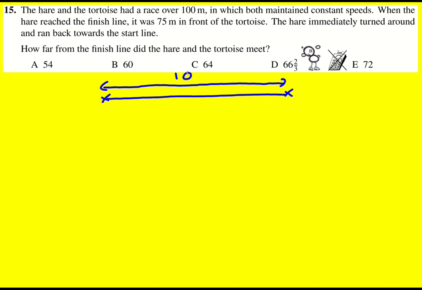So we have this 100-meter race, and the hare is finished, whilst the tortoise is 75 meters behind, which means that the tortoise has moved 25 meters. That means that the hare has traveled 4 times the distance in the same amount of time, and therefore the velocity or the speed for the hare is going to be 4 times the speed for the tortoise.